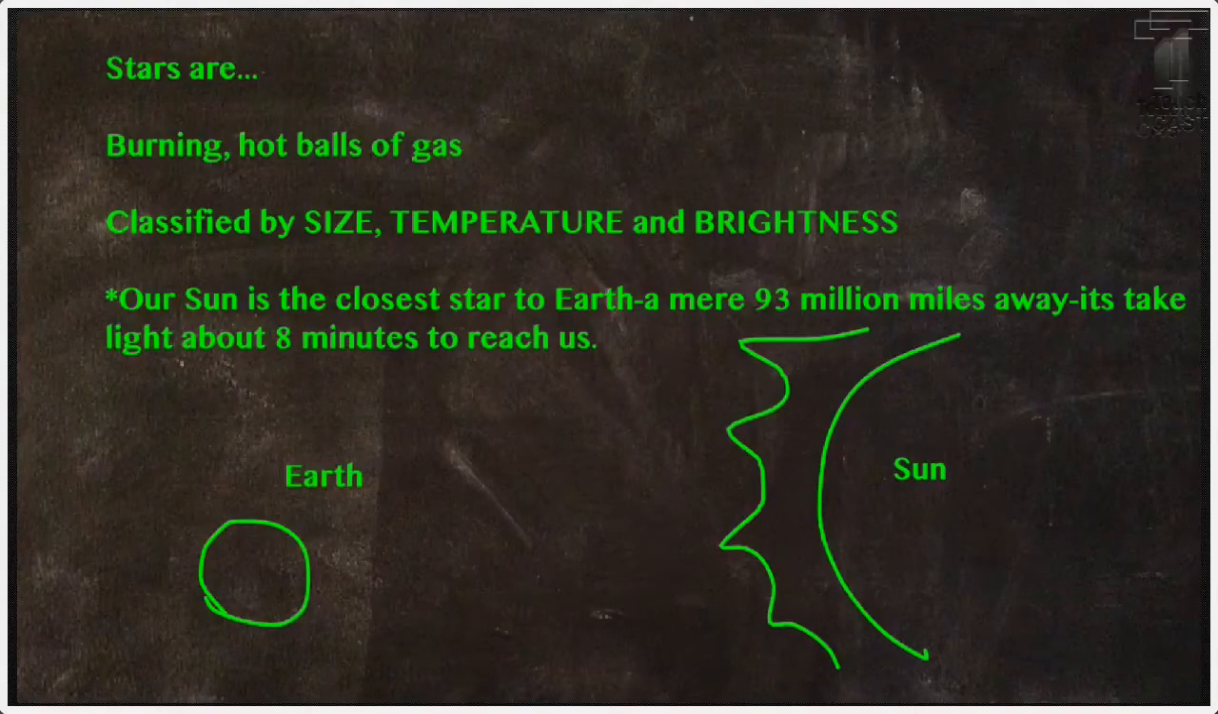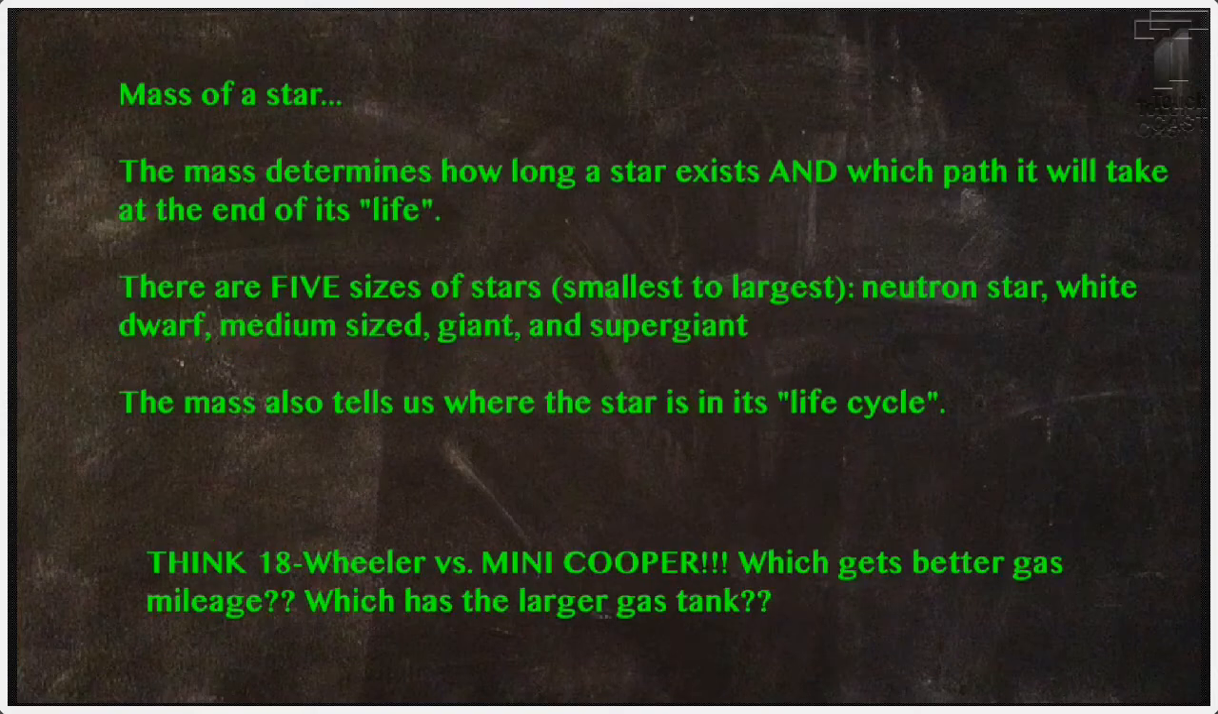Stars are basically burning hot balls of gas, and astronomers classify them by size, temperature, and brightness. Our sun is the closest star to Earth, which means it provides all of the energy necessary for a lot of the processes that happen on Earth. It's a mere 93 million miles away. It takes the light from the sun, that's radio, microwave, all the way through to gamma, about 8 minutes to get to us. That's what the distance is. So each star is classified by its size, temperature, and brightness.